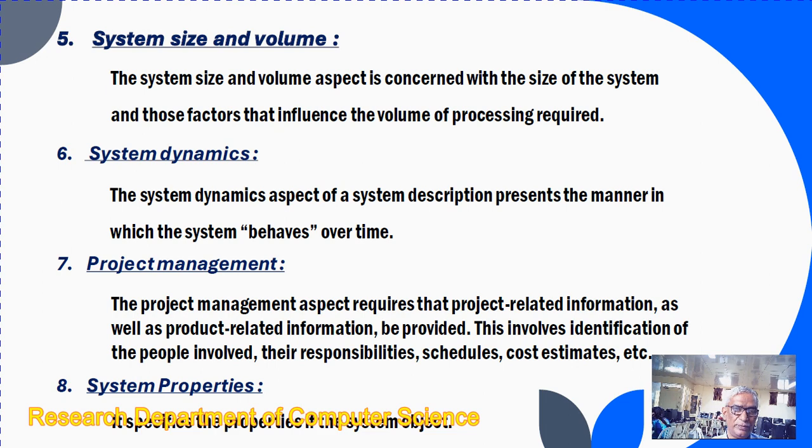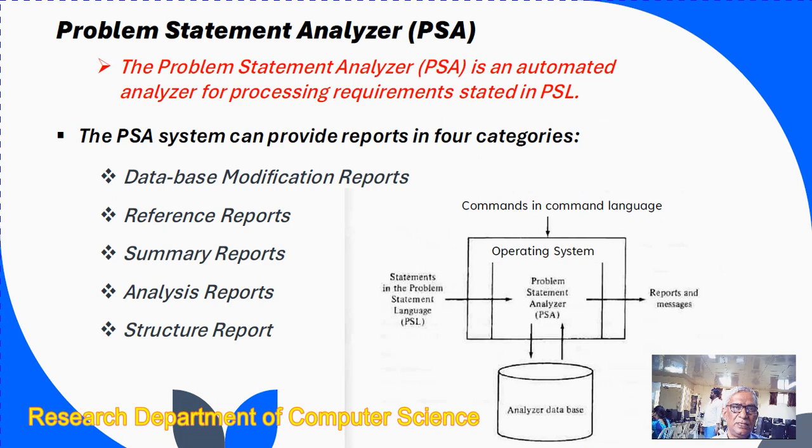Then the project management aspect requires that project related information as well as product information be provided. This involves identification of the people involved, their responsibilities, schedules, cost estimation, etc. System properties. It specifies the properties of the system objects. PSA is an automated analyzer for processing requirements stated in PSL.